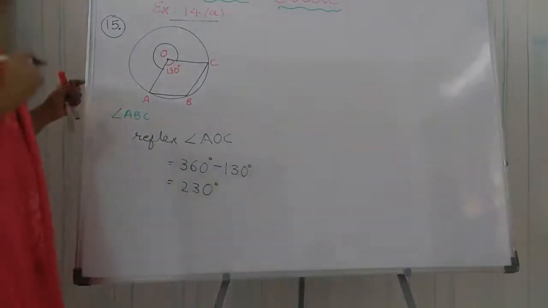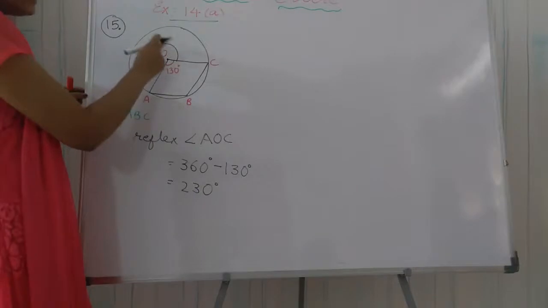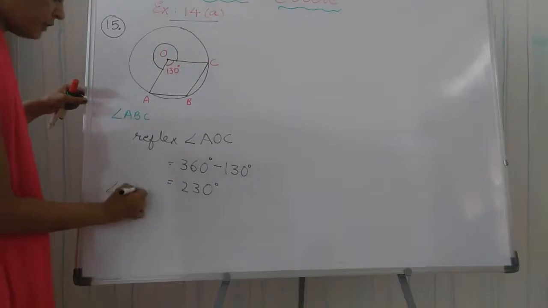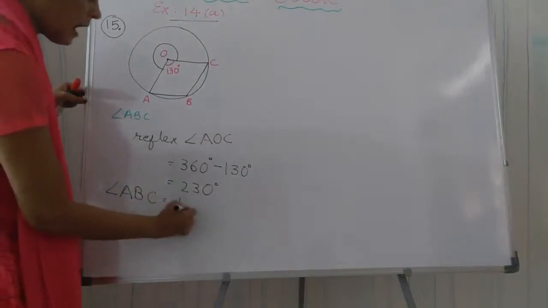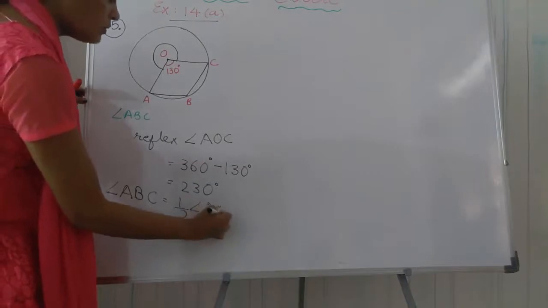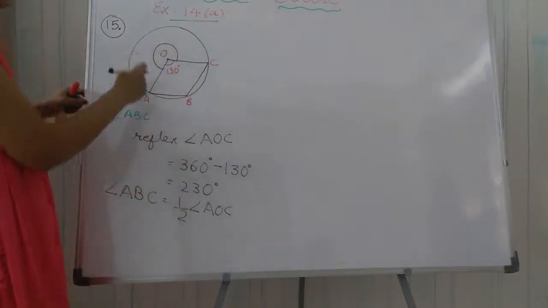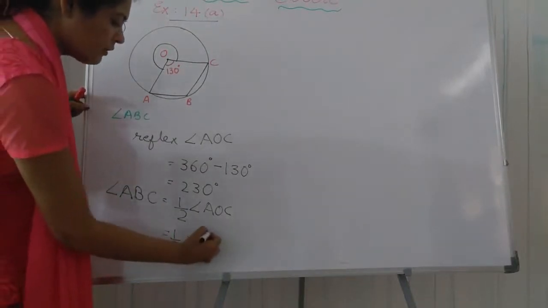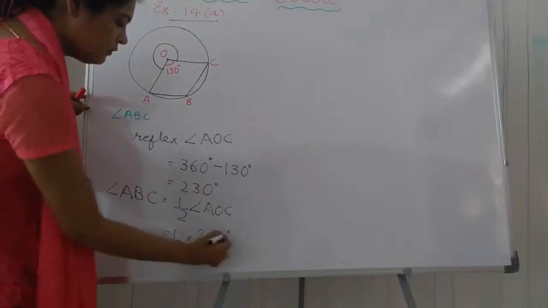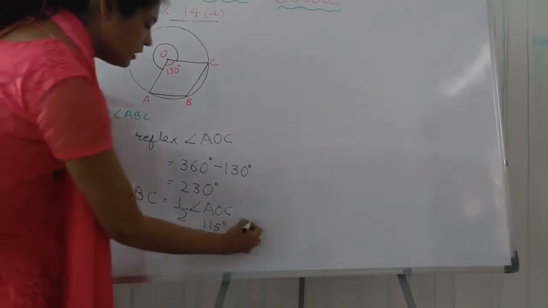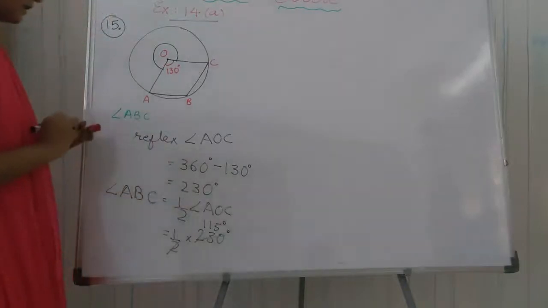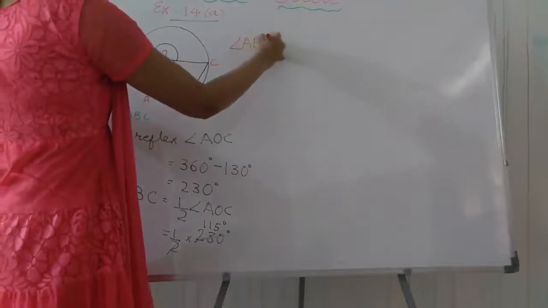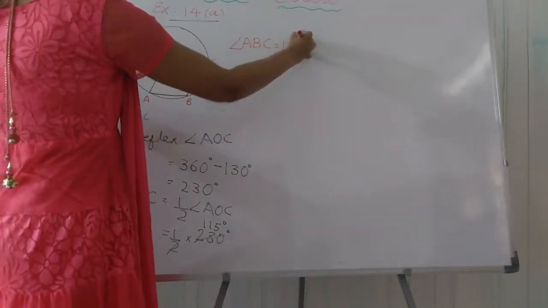And one more property we have learned, that this angle is always double this. So how much is angle ABC? It is always half. So angle ABC is half angle AOC. Which one we will take here? The reflex one, not this inner one. Okay. So half into 230 degree. So by cancellation we get 115 degree. So this is the answer, angle ABC, which they asked to find out. ABC is equal to 115 degree.